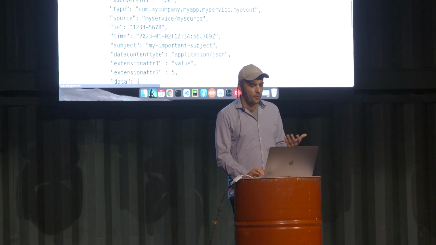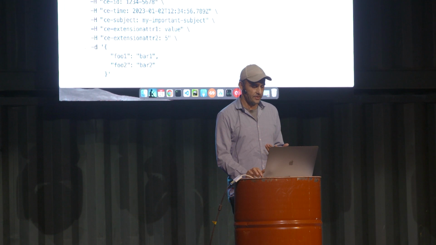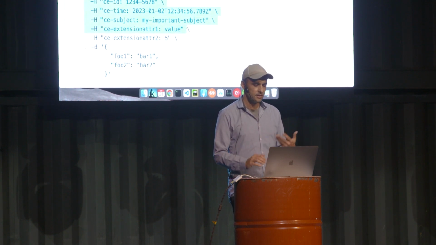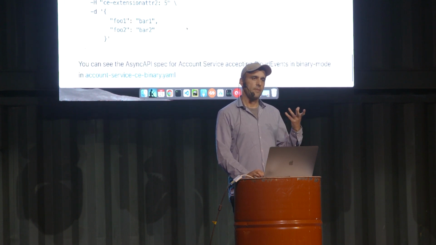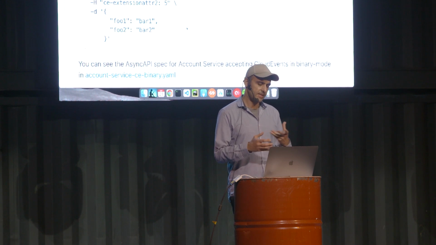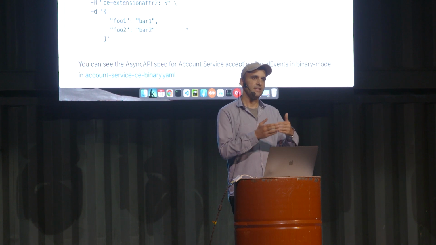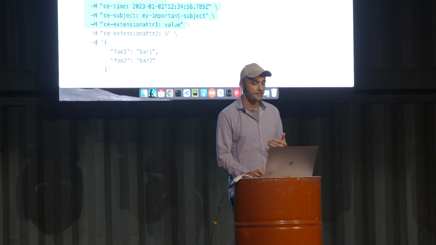Now, the other format of CloudEvent is the binary mode, where you have the headers instead of the body. So how can you document something like this? Again, you can do this, but you need to use what's called message traits. Message traits is something you can specify in AsyncAPI, where you can say, all my messages will have these headers, right? So in this case, the headers that we want to have are the CloudEvent headers.